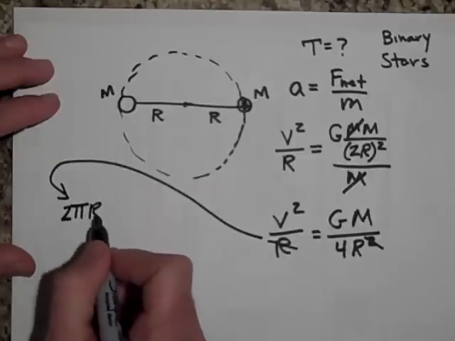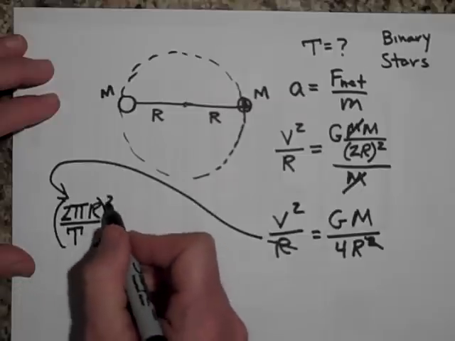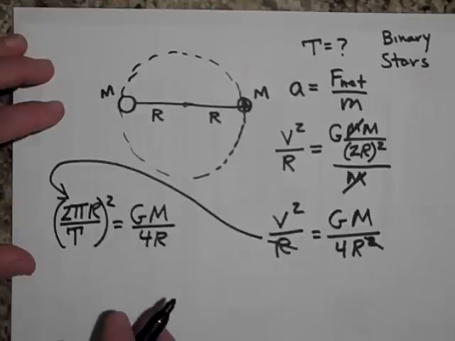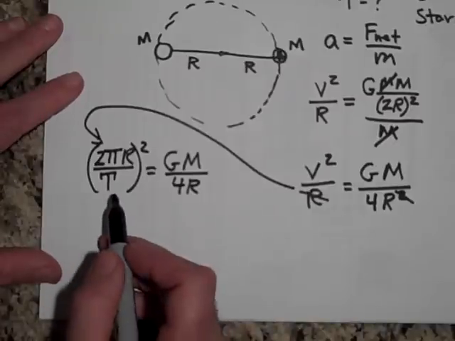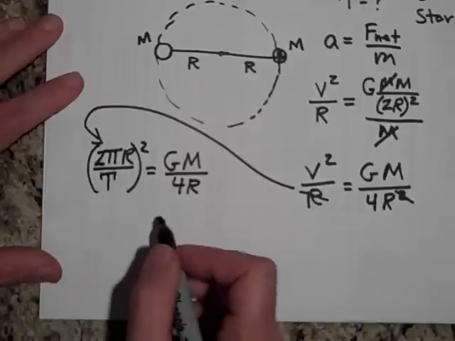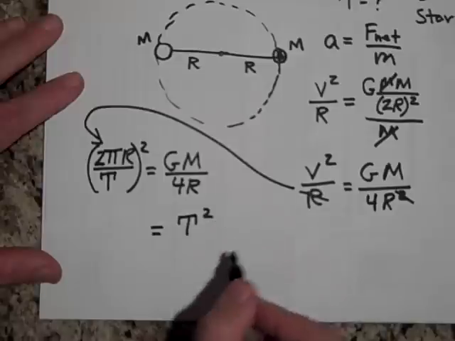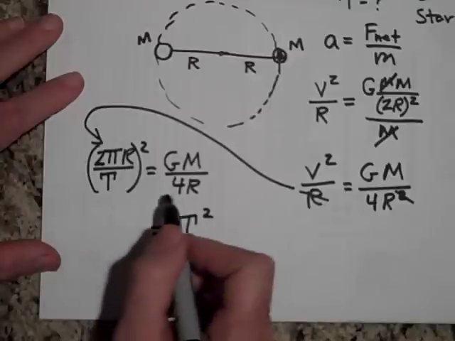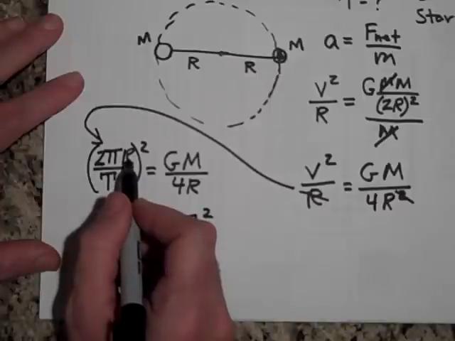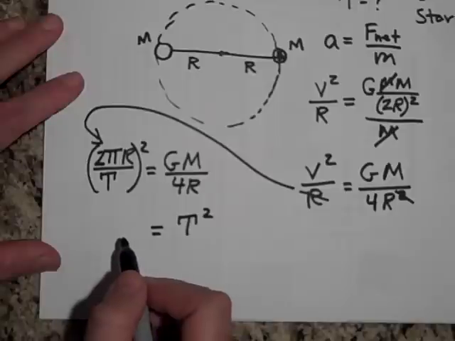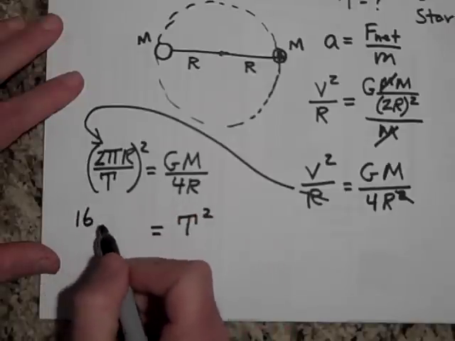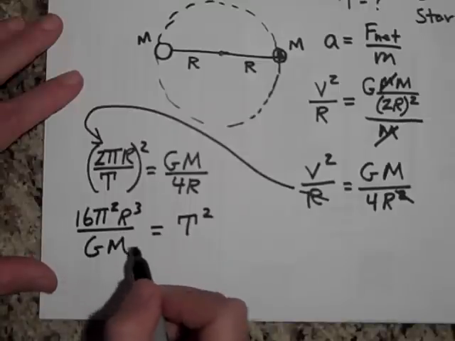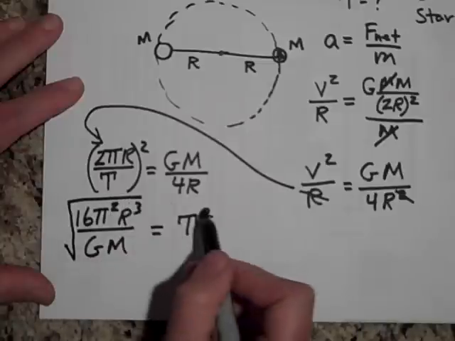2 pi R over the period squared, that's v squared. That's equal to G times M over 4R. Okay, so all I now need to do is get the period all alone. So let's see, I'll square all this and bring it over here. So that's going to be T squared. That's equal to 4 pi squared R squared. And when I bring this up here, that's going to be another R, so it'd be R cubed. And then I also got a 4 coming up here. So that's going to be 8, that's for 16, so it's going to be 16 pi squared R cubed all over G times M, and that's squared. Let's square root that and get rid of this square.